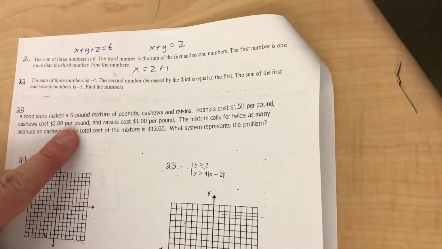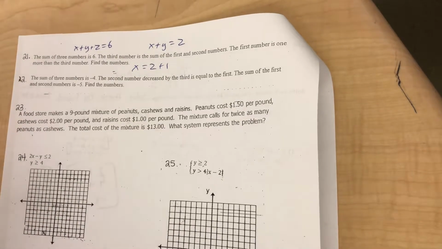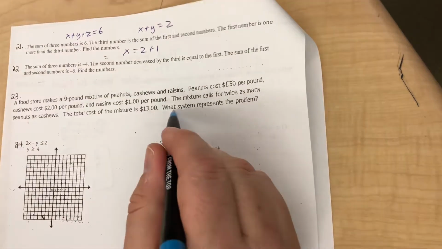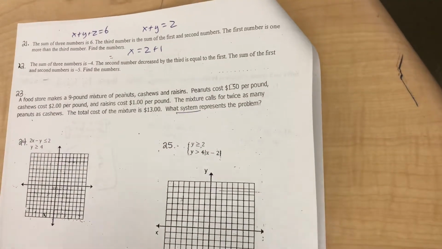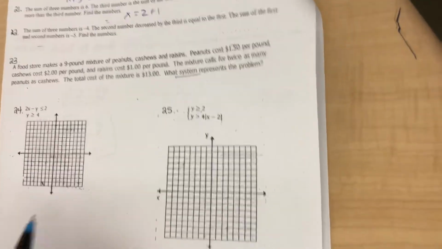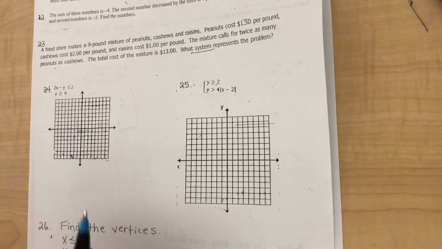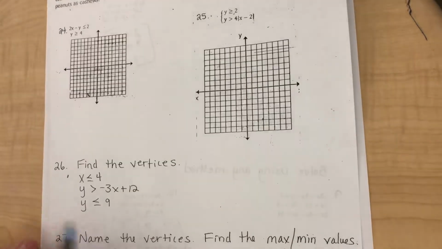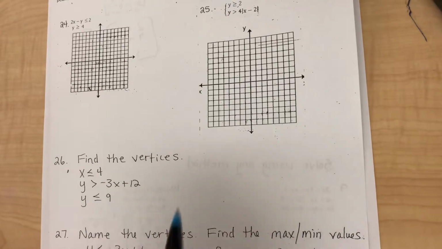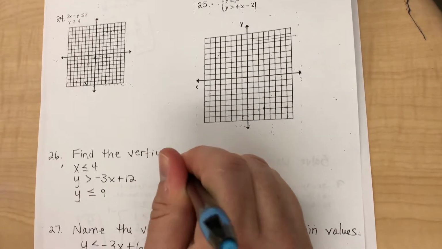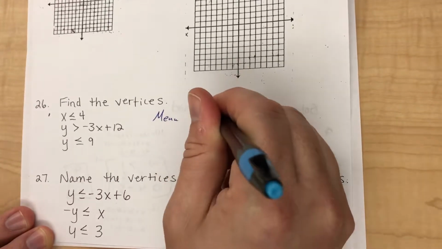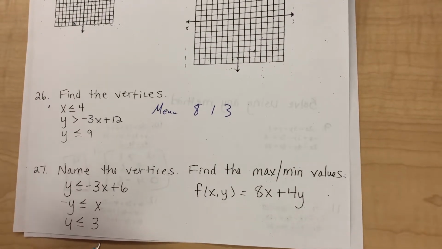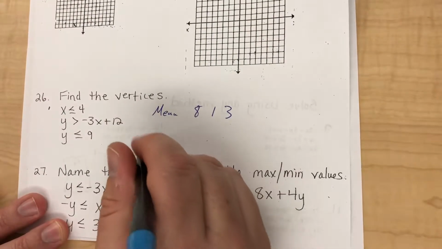When you come down here, the 9-pound mixture, just make sure you go through in pounds. You'll get a decimal. Oh, and this even just says, just set up the system, so you don't have to solve that one. When you go to graph these, just make sure you understand where you're supposed to shade. If it's supposed to be a solid line or dotted line, you can check it on the calculator. You can check it on Desmos. Find the vertices, again, using Desmos. But if you're going in the calculator, that's menu 8, 1, 3 there on the graph to find those intersection points.